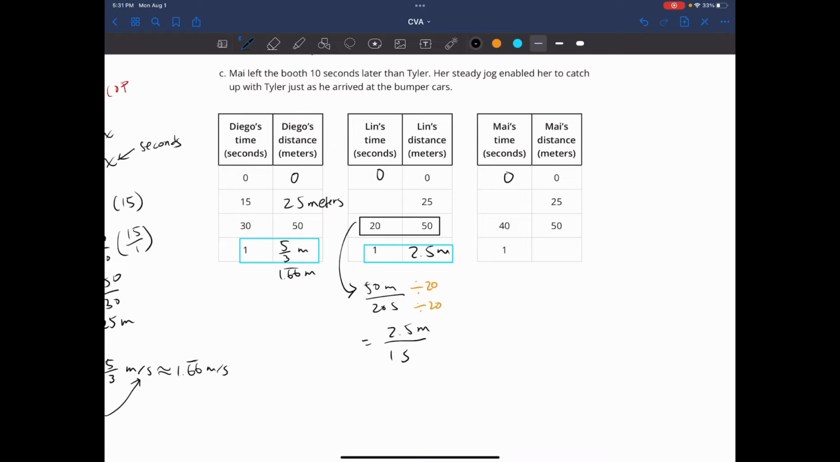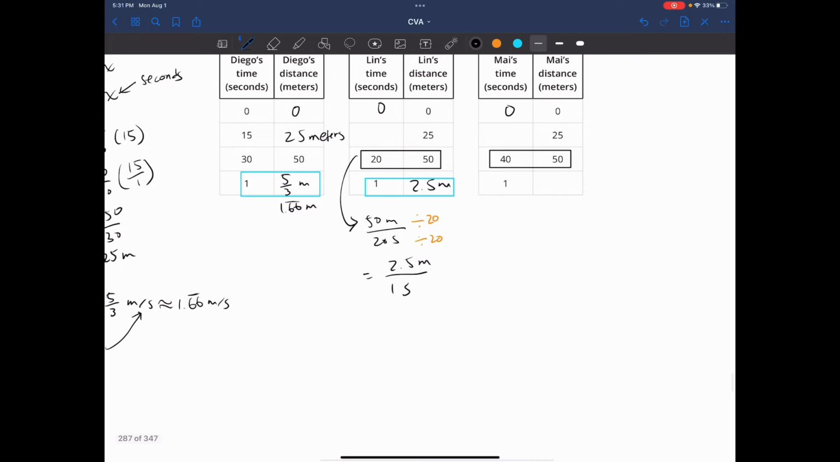And this one too. Let's use this one here, and we've got to find this one. So if Lynn travels 25 meters, then what is that? I can do it several ways, but I'm just going to do it this way because it seems the easiest. So it's going to be 20 seconds, right? How do I get 25 meters from 50? I just divide by 2. 50 divided by 2 is 25 meters, and 20 divided by 2 is 10 seconds. So 25 meters is 10 seconds.